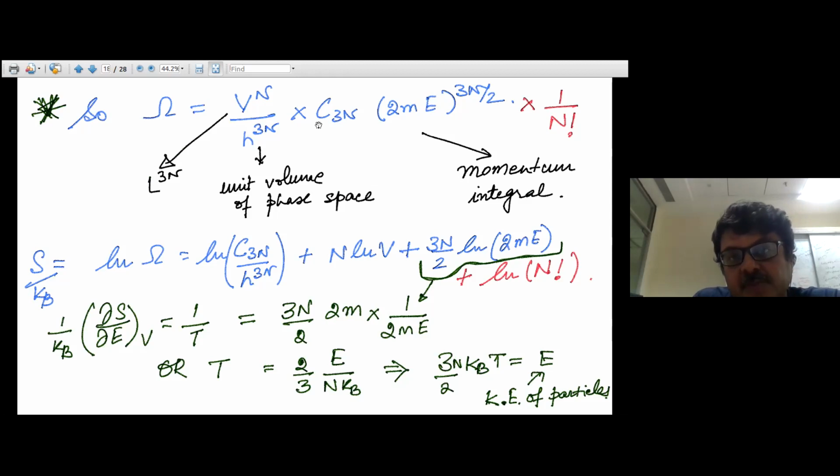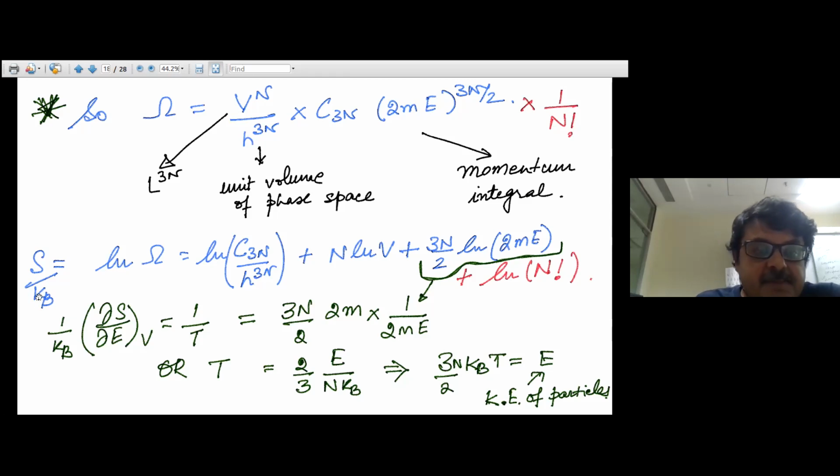And from the momentum integral, you get C_3n (2πmE)^(3n/2), and we have kept the 1/n! factor, which would come in if we consider indistinguishability. So this is from the momentum integral. This is the unit volume of phase space to the power 3n, and this is from the volume integral.